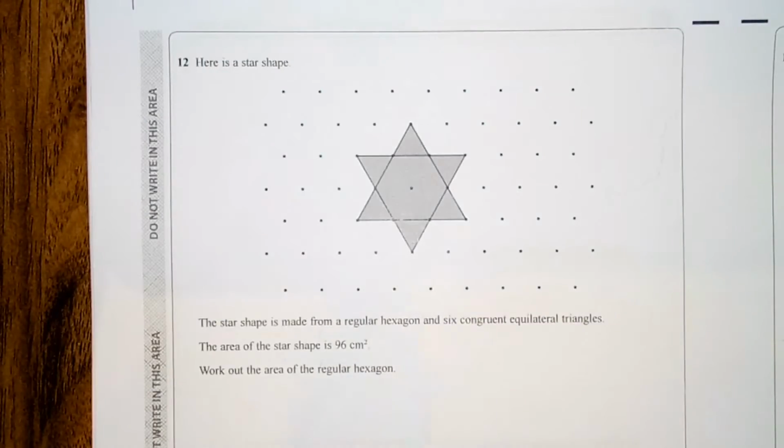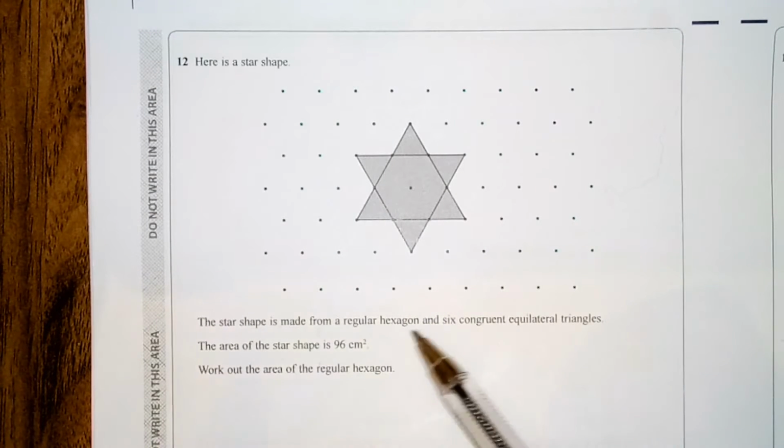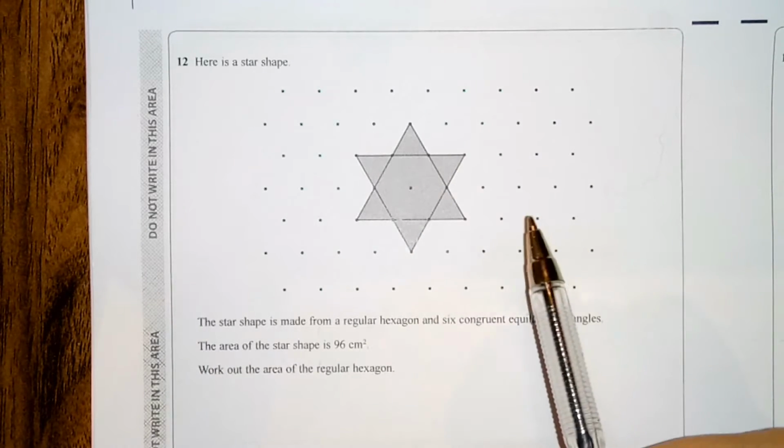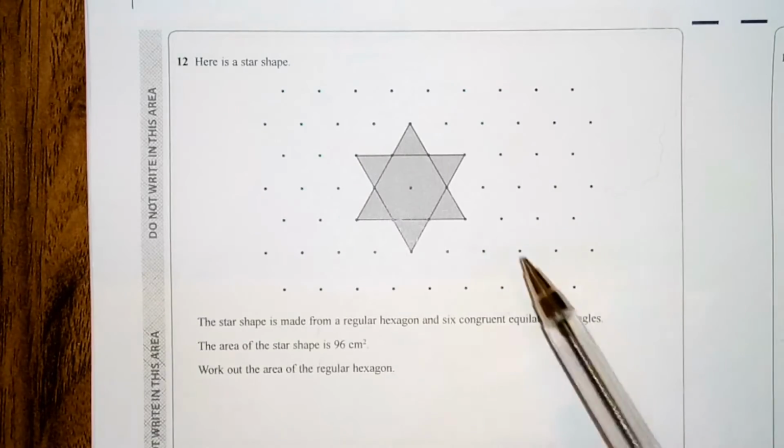Star shape. The star shape is made from a regular hexagon and 6 congruent equilateral triangles. The area of the star shape is 96 centimeters squared. Work out the area of a regular hexagon. Now, congruent means the same, so all of these triangles are exactly the same. Okay, now it's on isometric paper.